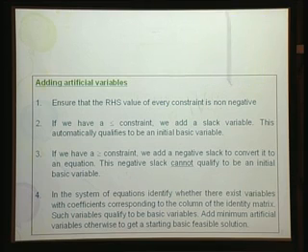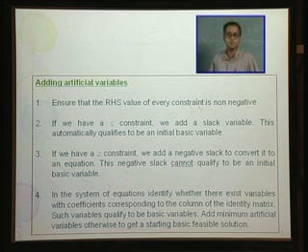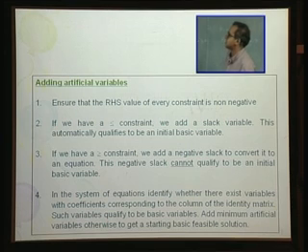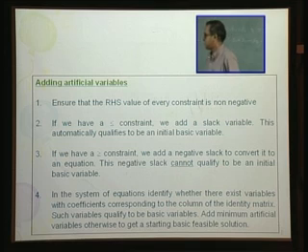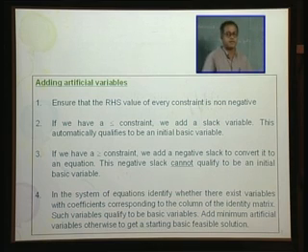Next slide. Now, these are the rules about artificial variables. Ensure that the right hand side is non-negative. If we have a less than or equal to, we add a slack variable which automatically qualifies to be a basic variable. If we have a greater than or equal to, we add a negative slack to convert it to an equation. The negative slack cannot qualify to be an initial basic variable. In the system of equations, whether there exist variables with coefficients corresponding to a column of the identity matrix, such variables qualify to be basic variables. Otherwise, add the minimum number of artificial variables to get a starting basic feasible solution. Fewer the artificial variables, the better it is.